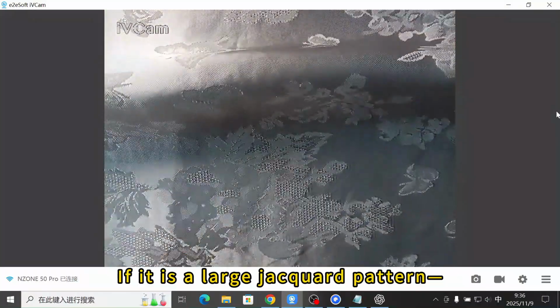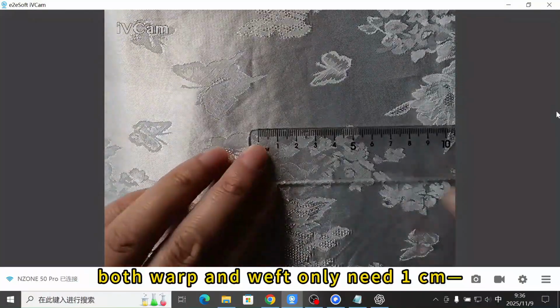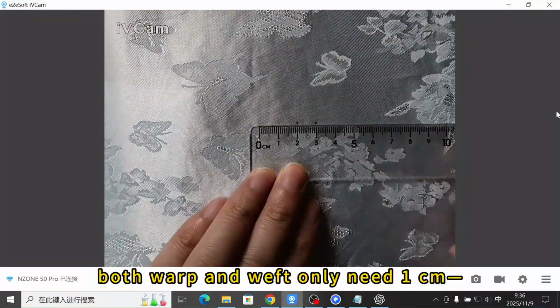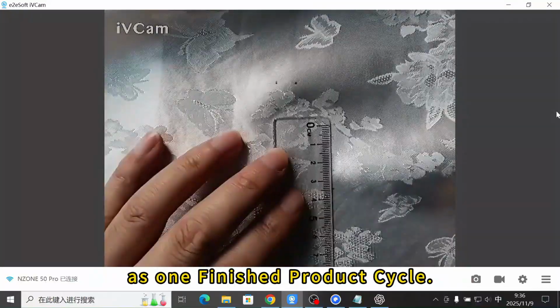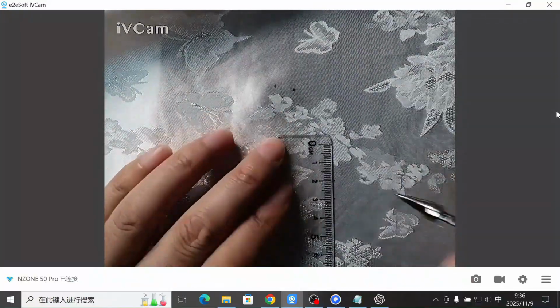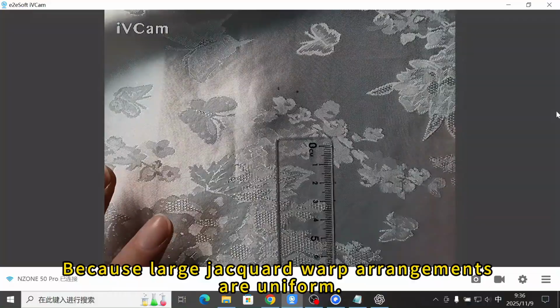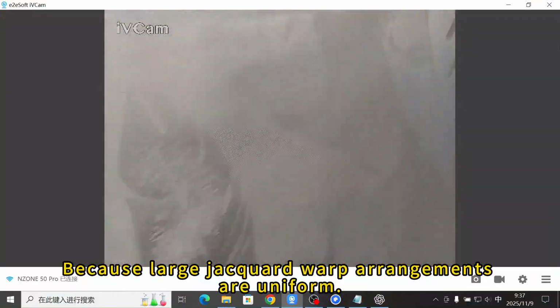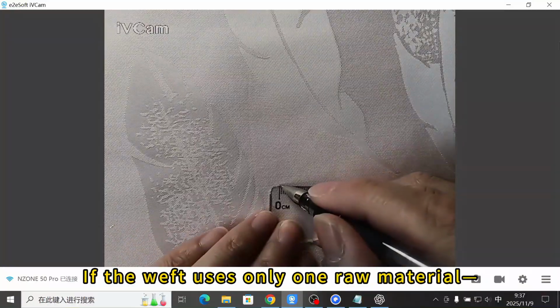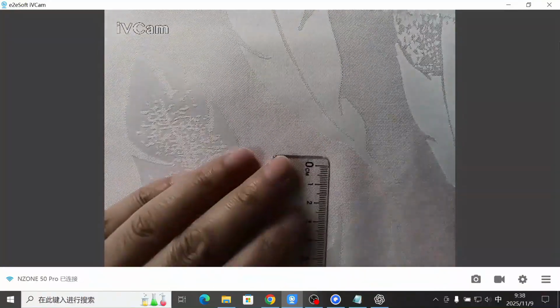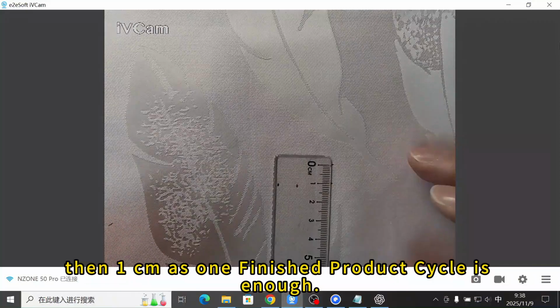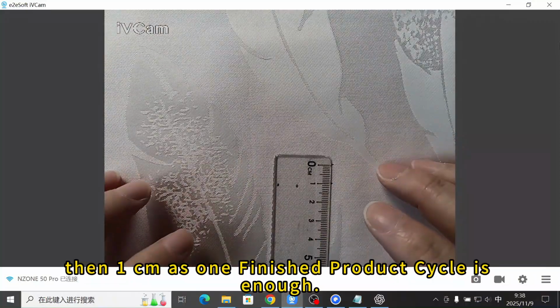If it is a large Jacquard pattern, both warp and weft only need 1 centimeter as one finished product cycle, because large Jacquard warp arrangements are uniform. If the weft uses only one raw material, then 1 centimeter as one finished product cycle is enough.